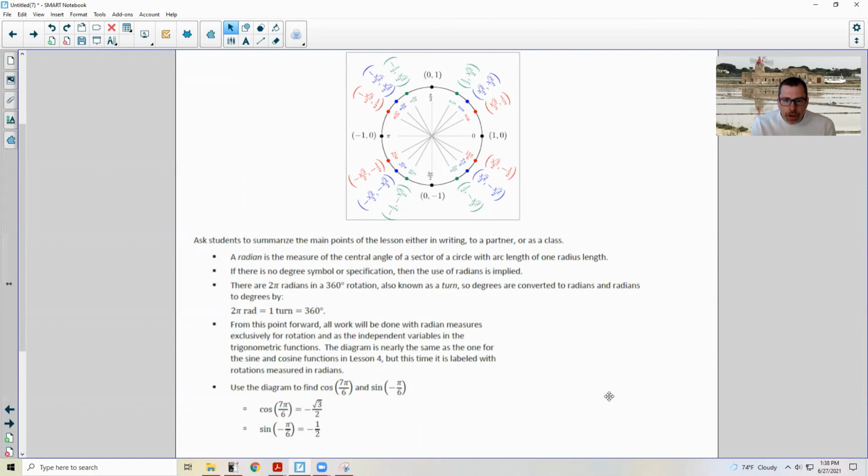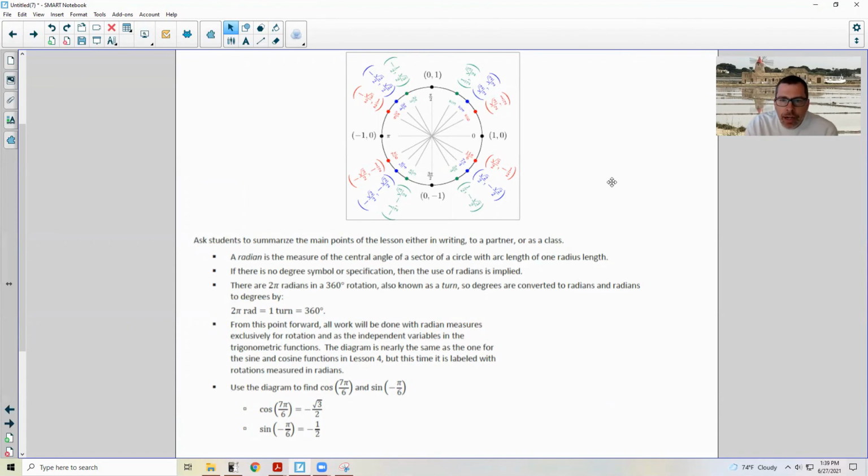From this point forward, all work will be done with radian measures exclusively for rotation and as the independent variables in the trigonometric functions. The diagram is nearly the same as the one for the sine and cosine functions in lesson 4, but this time it is labeled with rotations measured in radians. Use the diagram to find the cosine of 7π/6 and the sine of negative π/6.